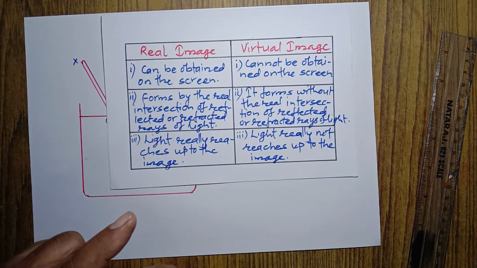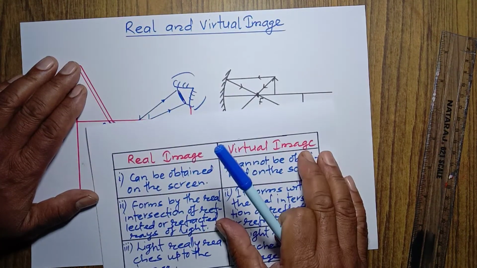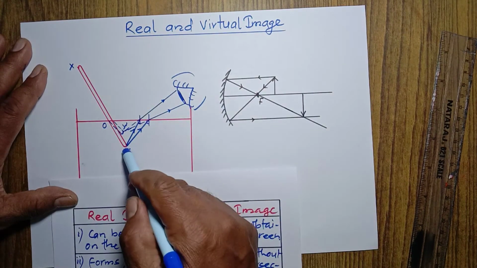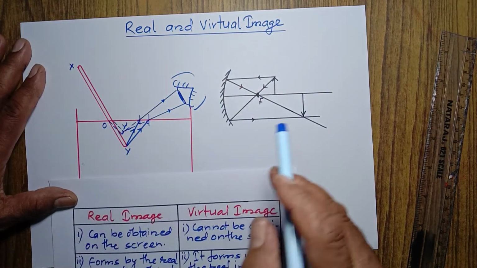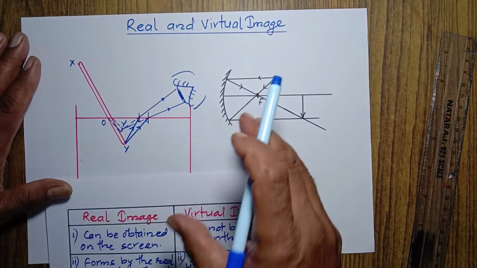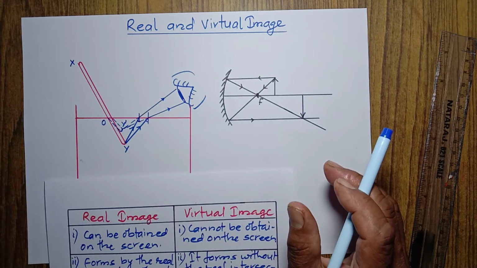Okay, this way we can differentiate real image and virtual image. We can define real image and virtual image. We can understand which image is real, which image is virtual once we see the image. This way real and virtual image can be distinguished.